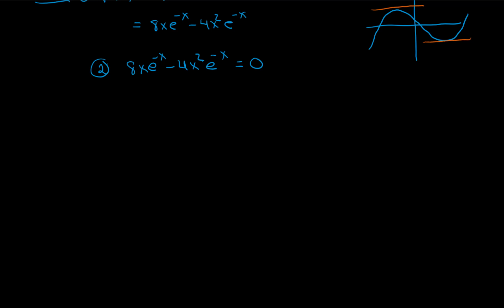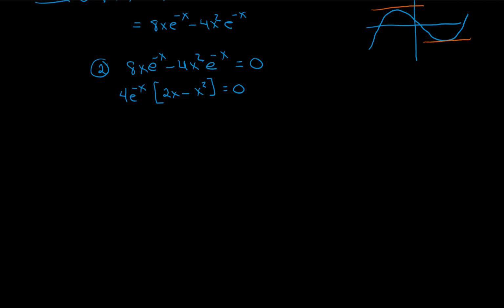Yeah, that looks like fun. Well, notice that both terms have an e to the negative x in them. And they both have a 4 in them. And I'm going to leave the x there for right now. So I'm going to factor out a 4 e to the negative x, which is going to leave me then with 2x minus x squared equals 0. Okay, so we have that. All I did was I factored out a 4 and an e to the negative x.